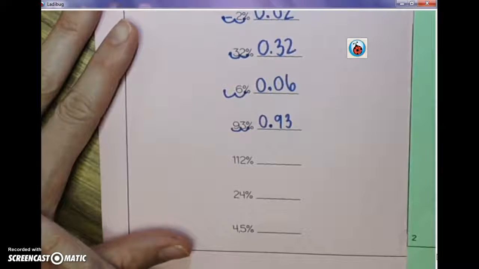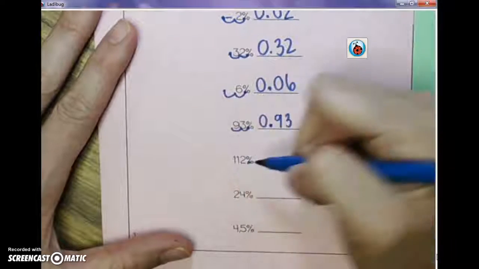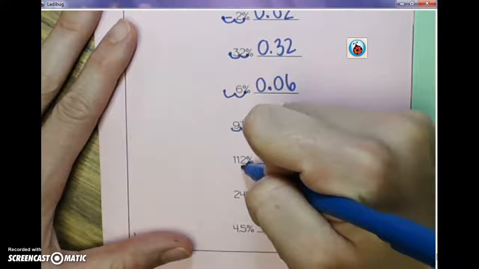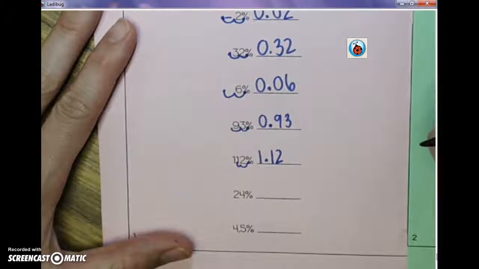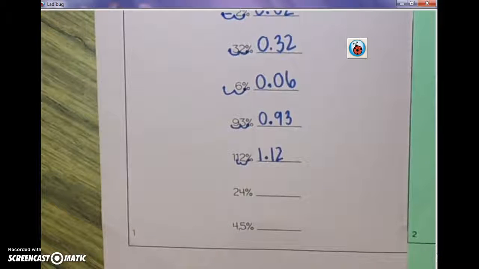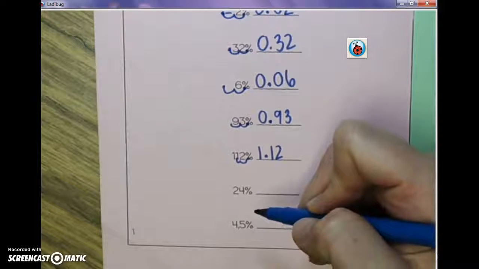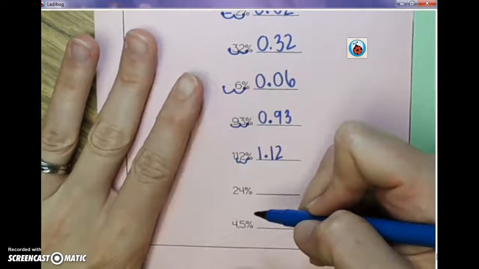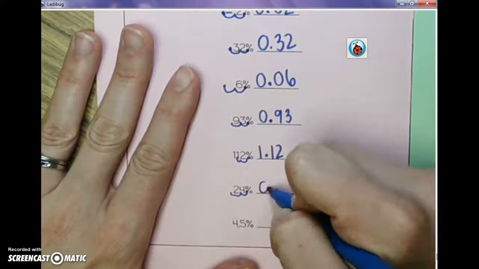What about our next one? Evan? So 1, 2. We have 1.12. What about 24%? Zoe? Where do I need to put my decimal first, though? Behind. Because it's a whole number, then we go 1, 2.